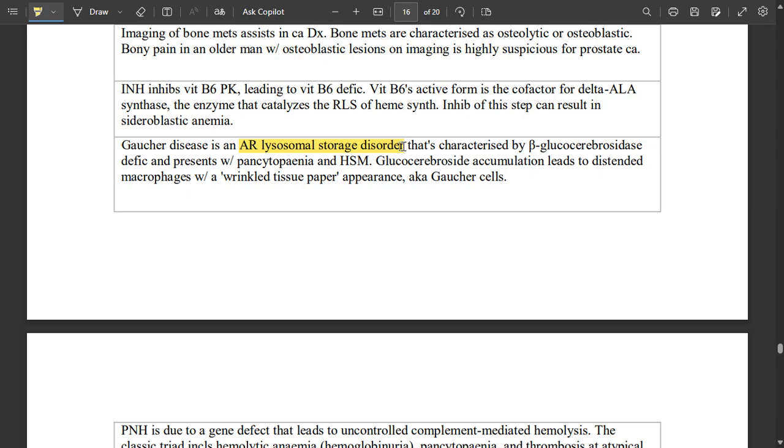So if there is a deficiency in the enzyme glucocerebrosidase, glucocerebroside accumulates. Macrophages now become distended or swollen with a wrinkled tissue paper appearance, which are called Gaucher's cells. So what are Gaucher's cells? Gaucher's cells are distended macrophages with a wrinkled tissue appearance, and they occur in Gaucher's disease, which is a lysosomal storage disease where the beta-glucocerebrosidase enzyme is deficient, leading to hepatosplenomegaly and pancytopenia, and Gaucher's cell formation, that is, macrophages enlarged with a wrinkled tissue paper appearance.